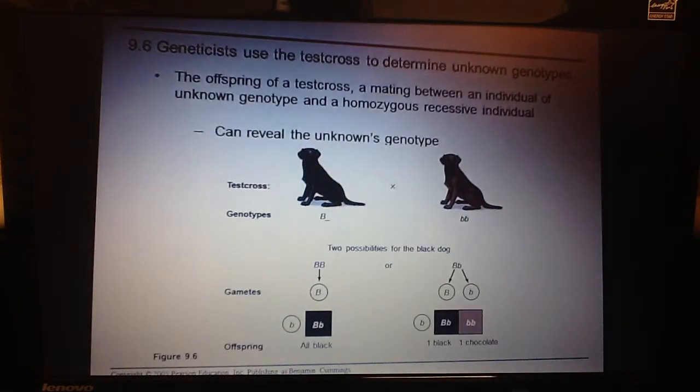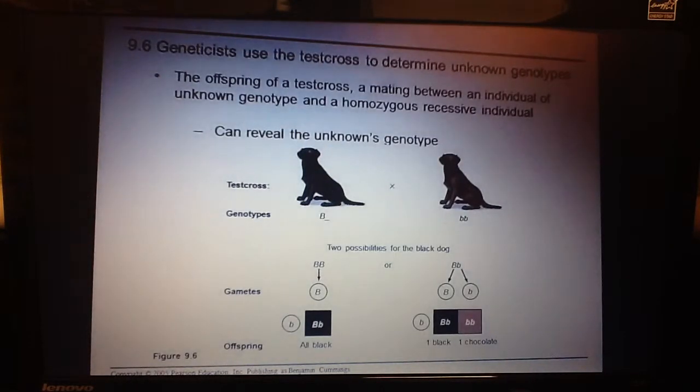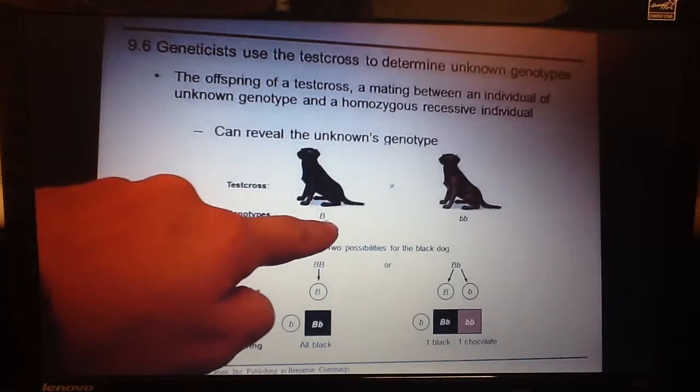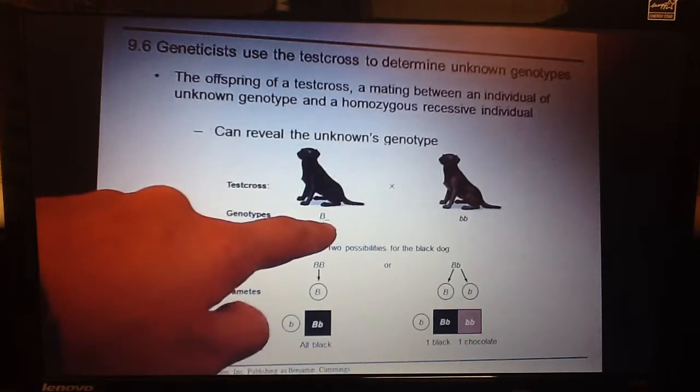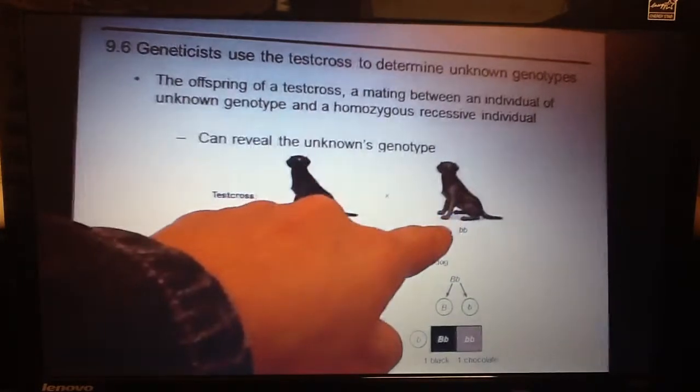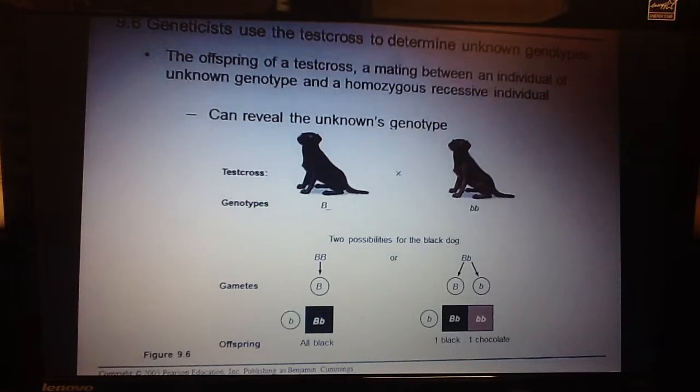So what geneticists do is they'll do a test cross to determine an unknown genotype. And what they're going to do is they're going to say, okay, here's what's happening. I have a black lab, but I don't know if it has a capital B or a lowercase b. And so what I'm going to do is I'm going to cross it with a known recessive lab, and I'm going to look and see.